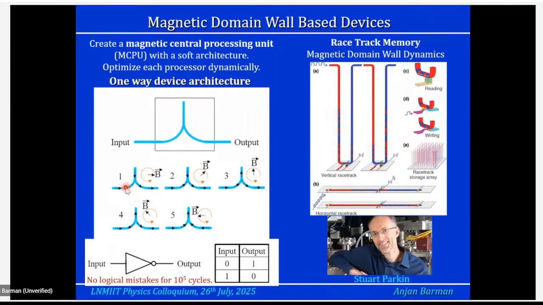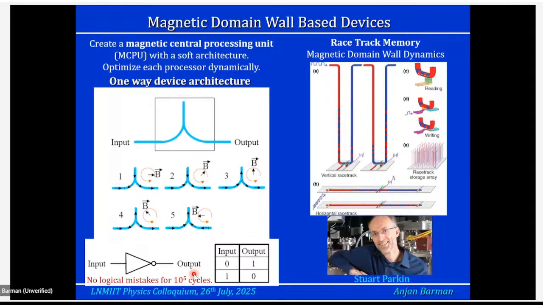So if the presence of a domain wall is called 1 and the absence of a domain wall is called 0, here you have a 1 to 0 state, and here you have a 0 to 1 state, because there is no domain wall here, and here there is a domain wall. So you can easily achieve this NOT gate, like 0, 1, 1, 0 logic, and you can do the other logic gates as well.